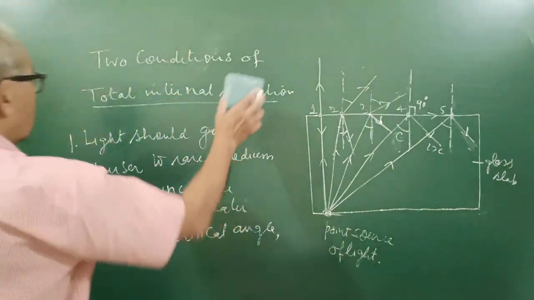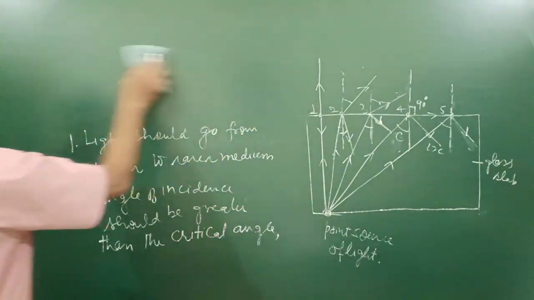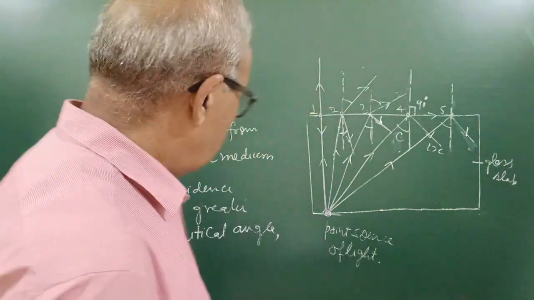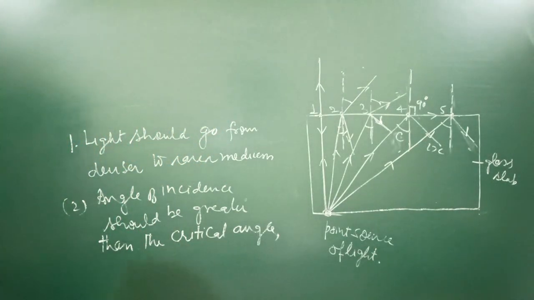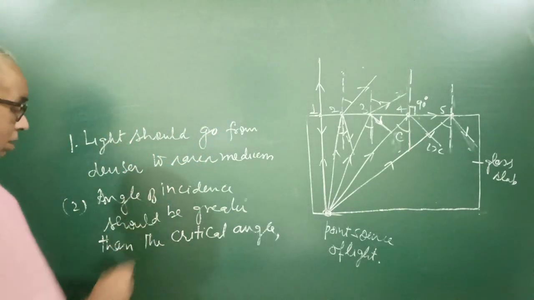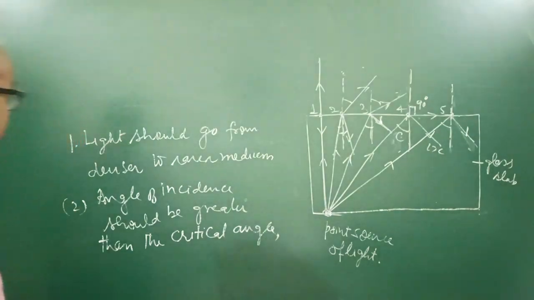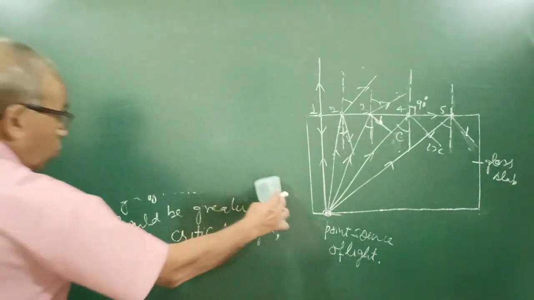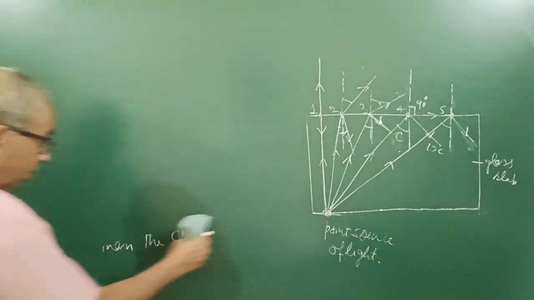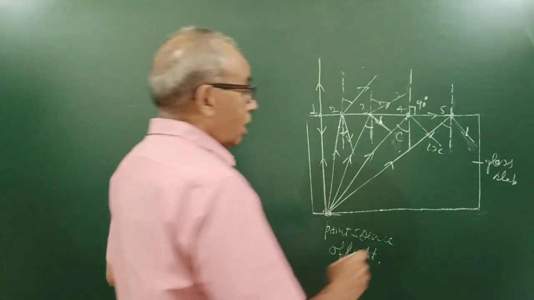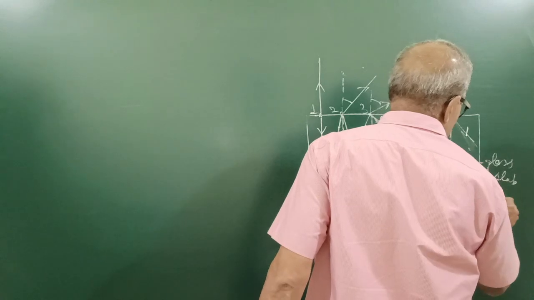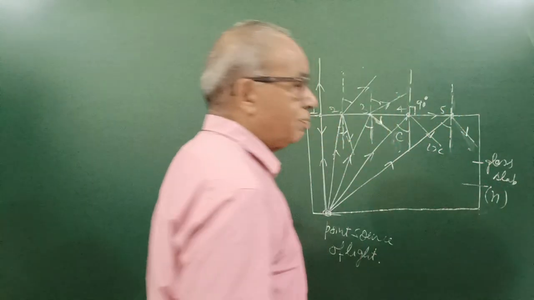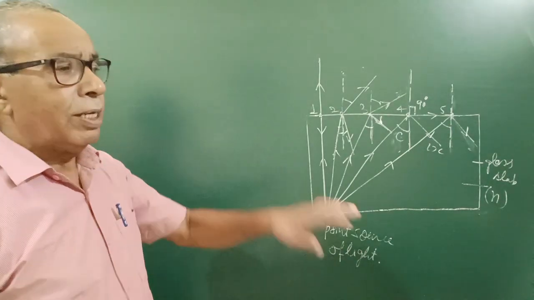So these are two conditions for total reflection. Number one, light should go from denser to rarer. Number two, angle of incidence should be more than critical angle. Now, what is the relation between critical angle and refractive index? Let the refractive index of glass be n with respect to air. I don't write n here, we write n only.